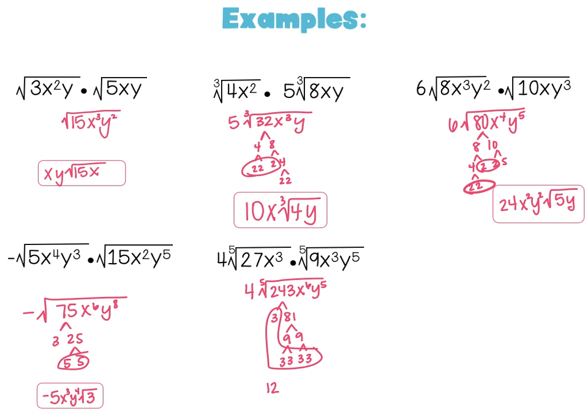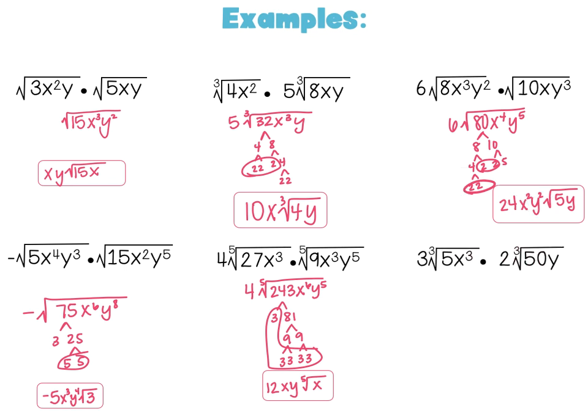Now I have to deal with the letters. I need groups of 5. I can get one group of 5 with the x and one left over underneath, and then I can do one group of 5 with the y, so take that out, and that is my final answer.